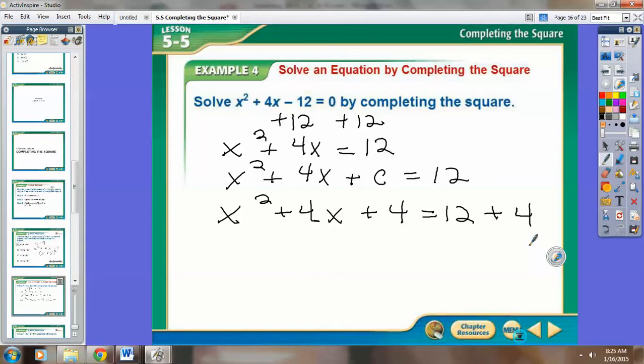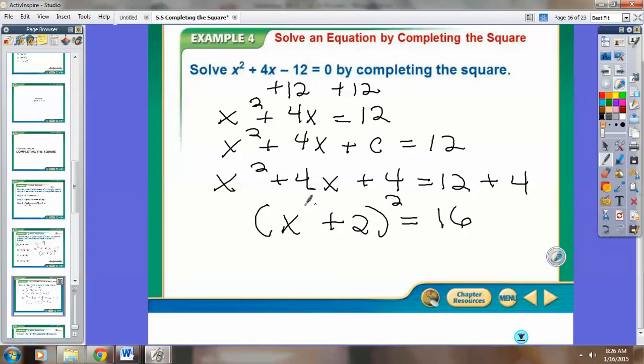Let's go ahead and factor the left side, which is going to be (x + 2) squared equals 12 plus 4, which is 16. Just solve it like we did yesterday. To get rid of a square, we would take the square root of both sides.